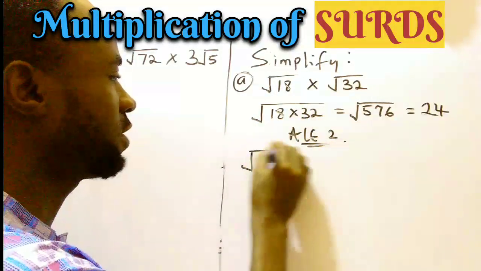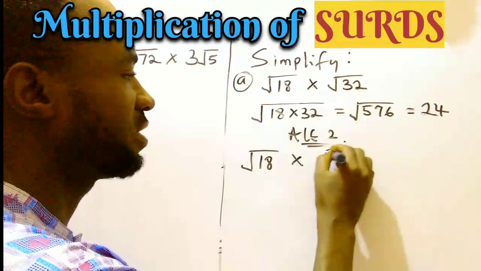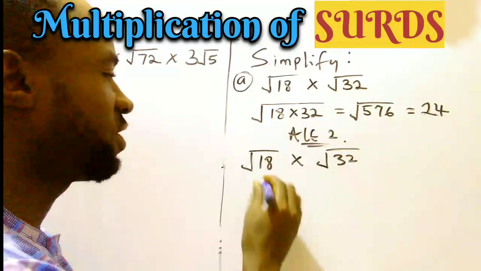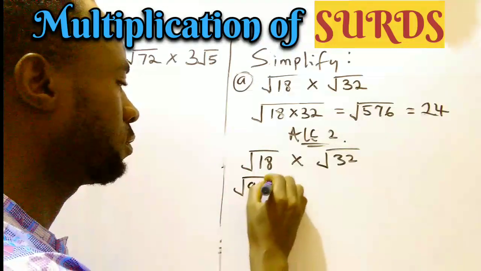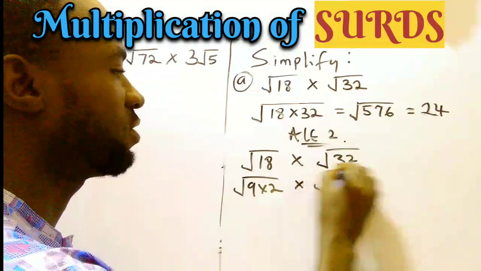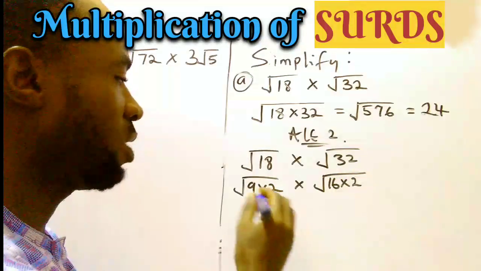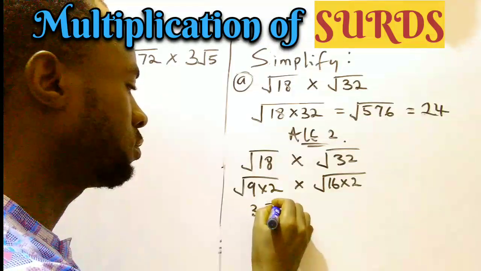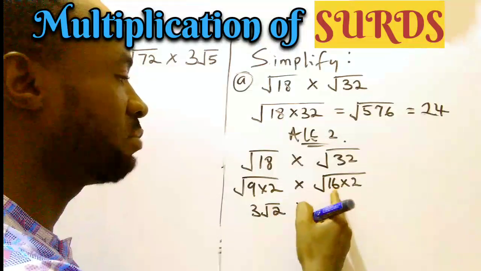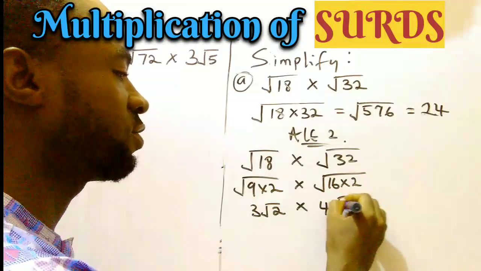Let me rewrite this first. You know that root 18 can be written as root 9 times 2, and root 32 can be written as root 16 times 2. Then the square root of 9 is 3, so we have 3 root 2, times the square root of 16, that is 4, times root 2.